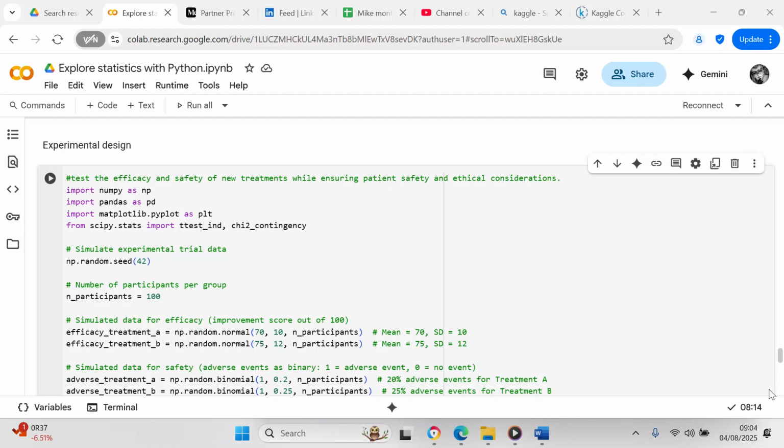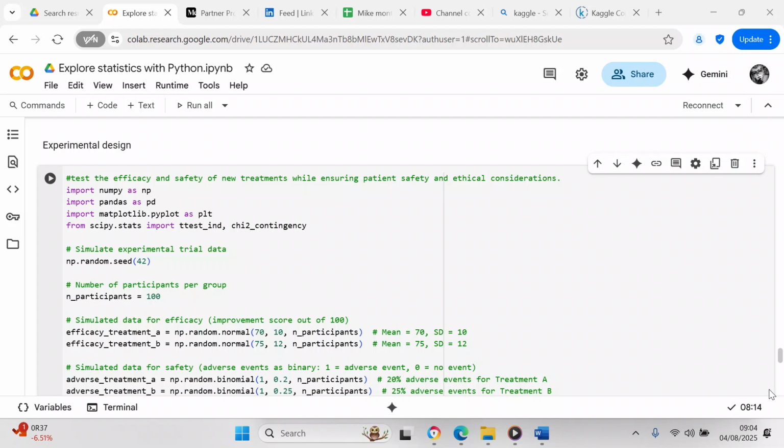In this particular video, what we're going to talk about is experimental design, and we have a practice question. The practice question is: test the efficacy and safety of new treatments while ensuring patient safety and ethical considerations. And we're going to answer this question by writing a program in Python.